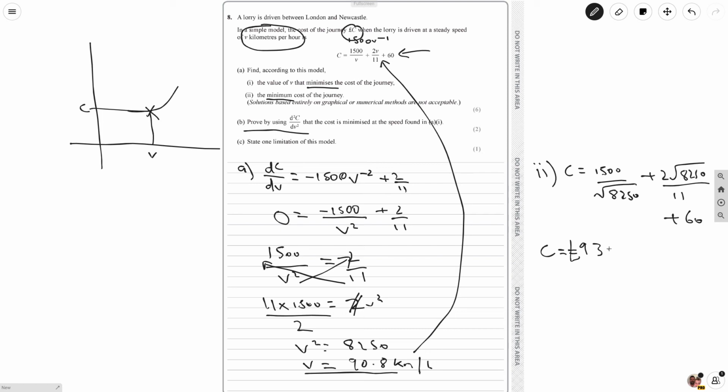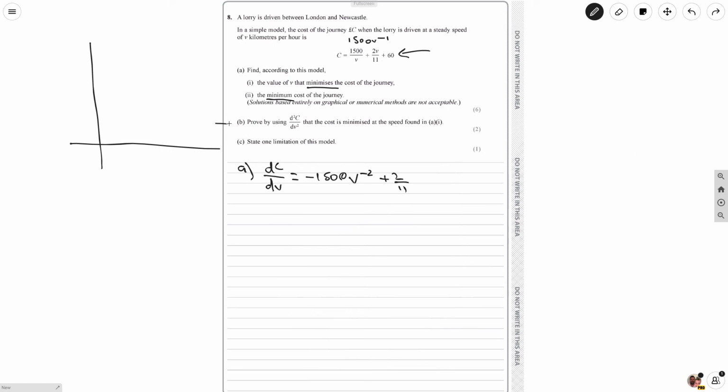My calculator's coming up with 93.03 if we were going to round this to the nearest penny. The front sheet of this exam says round to 3 significant figures, so you would be perfectly entitled to just go for £93 here. You can't really do 3 significant figures here because you'd get this, which just looks silly when you're writing it as money. So you'd just write it as £93.